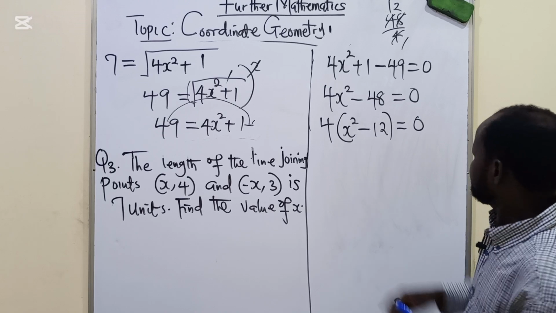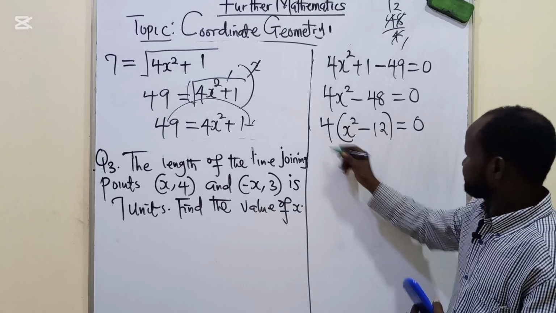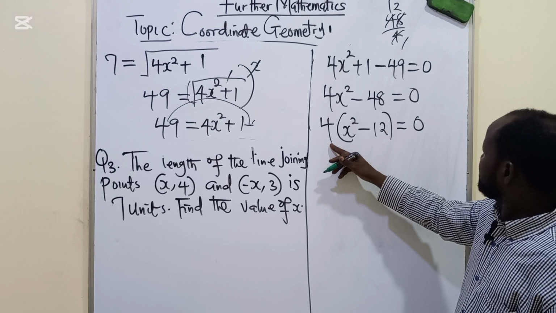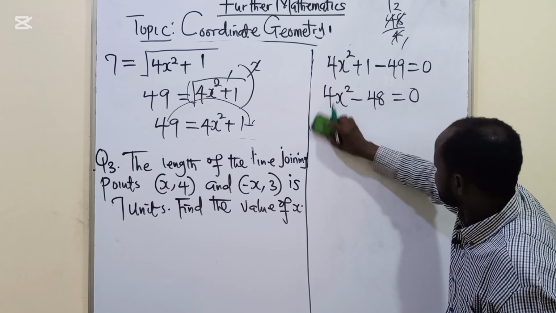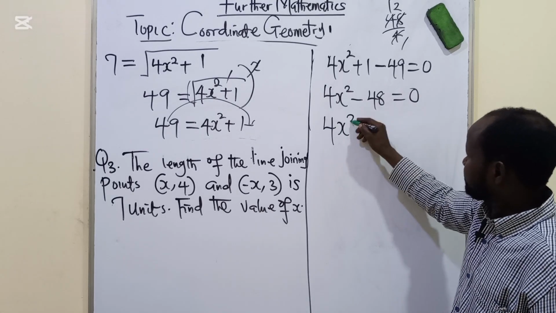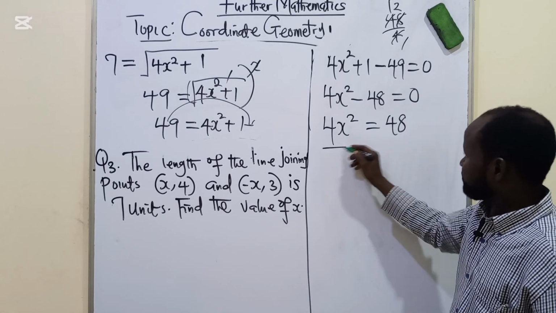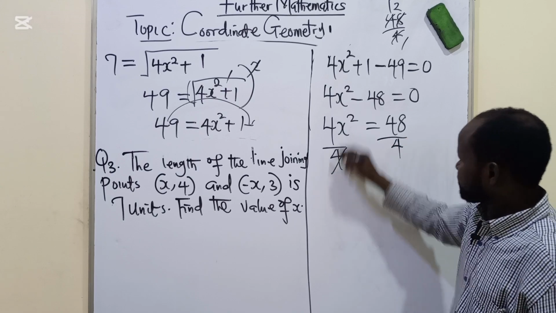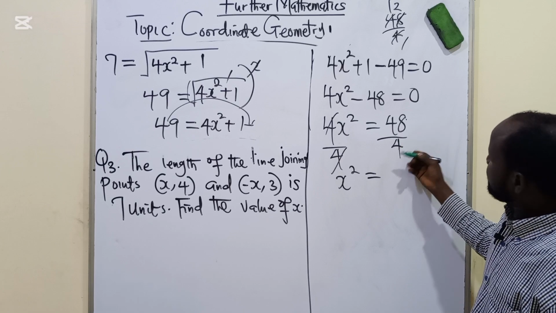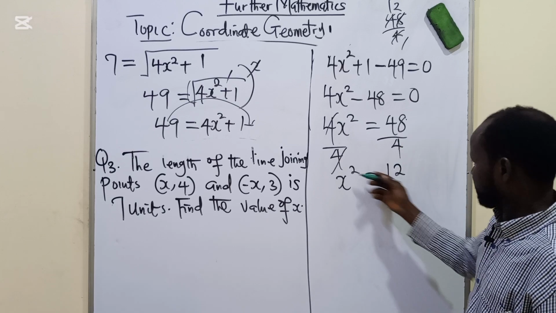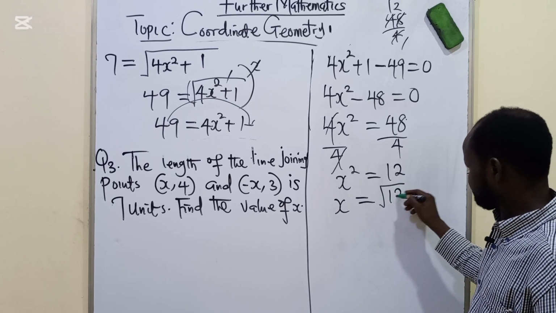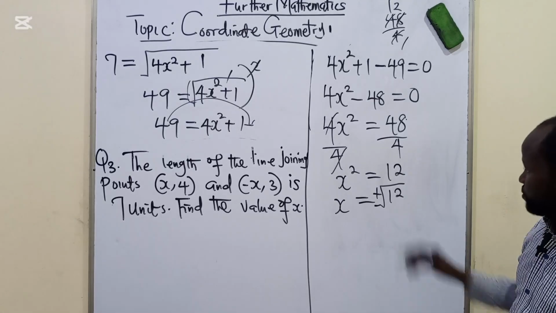At this point, let's look at what we can do here. We can transfer this 48 to the other side. That will be 4x squared equals 48. Then we divide both sides by 4. We'll have x squared equals 48 divided by 4, that's 12. Then we can take the square root of both sides. Then x will be equal to root 12, positive or minus root 12.